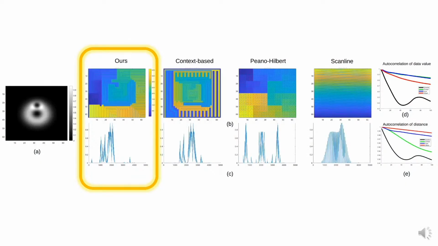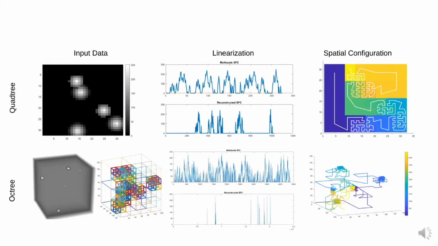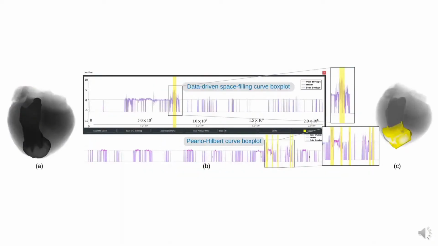We propose data-driven space filling curves. Our new method generates linearizations that better preserve coherency than existing techniques. Our method supports 3D datasets and even multi-scale data on a quad tree or an octree. Many visualizations benefit from our method. For example, visualization of multivariate particles and visualization.